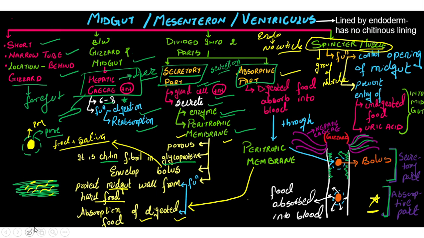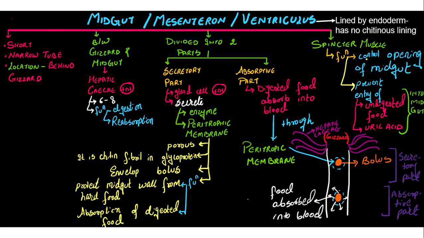Now let me clean everything once. What is the function of the sphincter? Okay, it's not written. There it is present. Fine. The sphincter controls the opening of the midgut. So if I draw it over here, here you will have the sphincter, which is going to control the opening of the midgut, and also it prevents the undigested food from moving back.